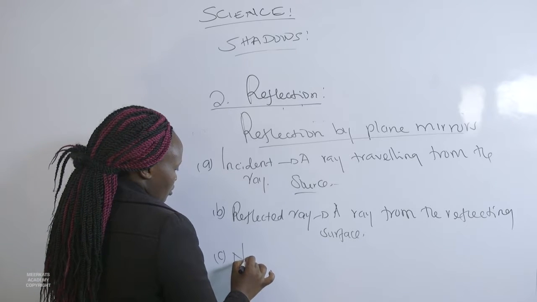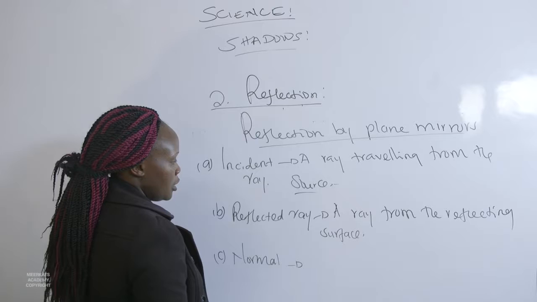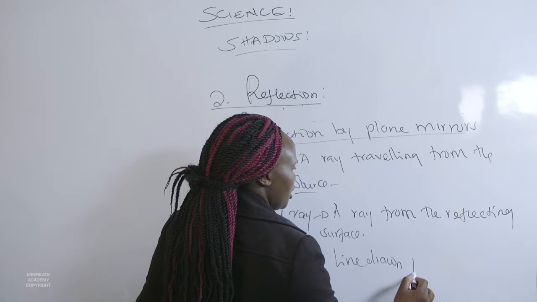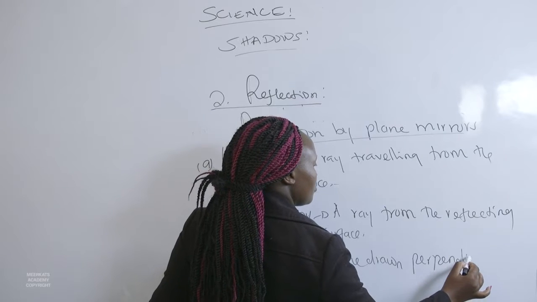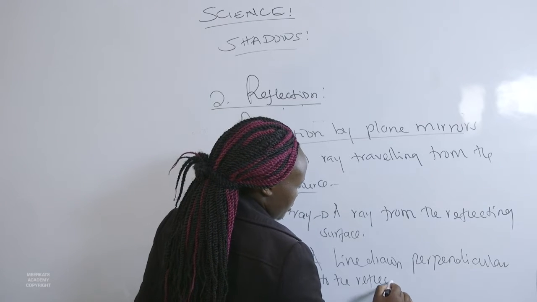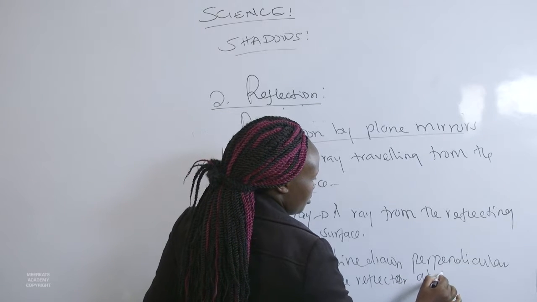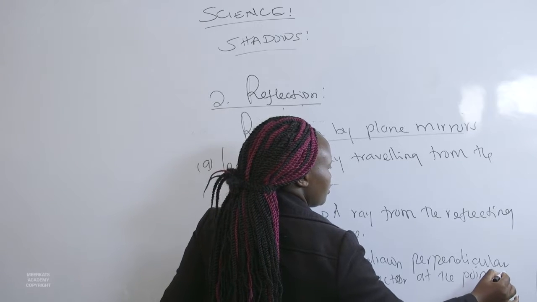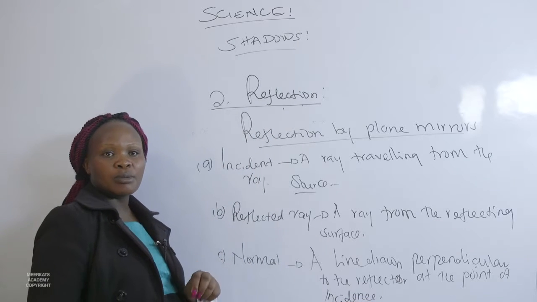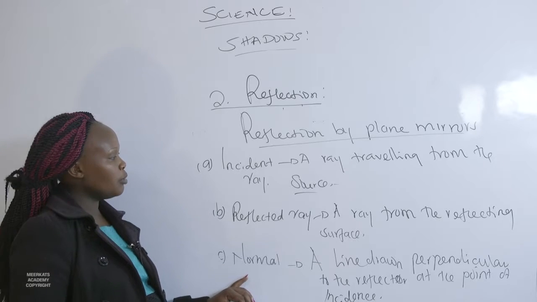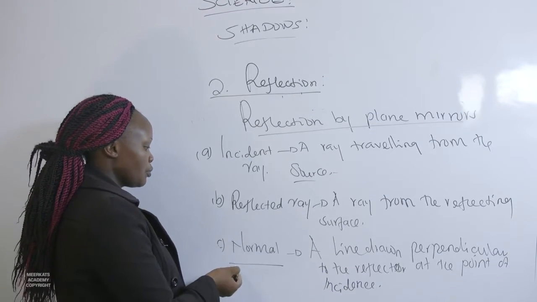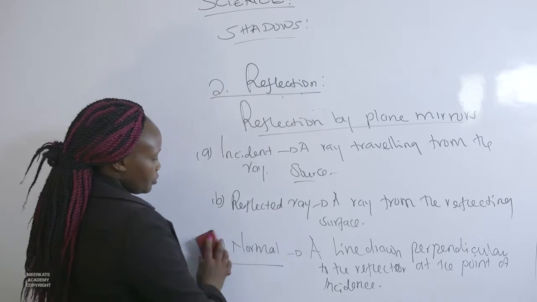Then you could talk about the normal. And this is a line drawn perpendicular to the reflector at the point of incidence. At the point of incidence, you could come up with a line which is perpendicular to the reflecting surface at the point where the incident ray actually strikes the reflector, and that is what you call a normal.